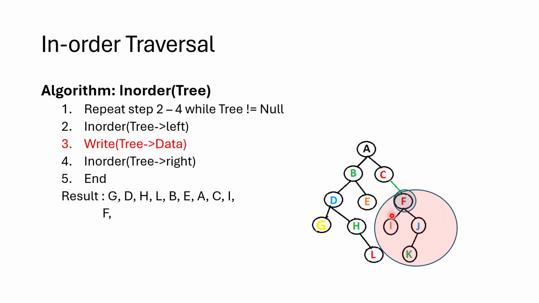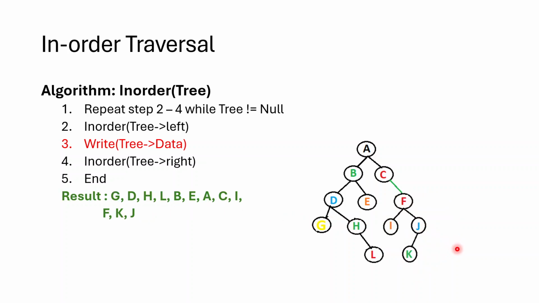I is completed. Then next is root. That's F. F is written on the output side. Once F is done, the left and root are done, then I'll go for the right side. The right side is J and K. So for J and K, the left child of J is K. So K is written over there. And once the left child of J, K, is completed, next is root J. J is written on the output side. So there is no right child of J.